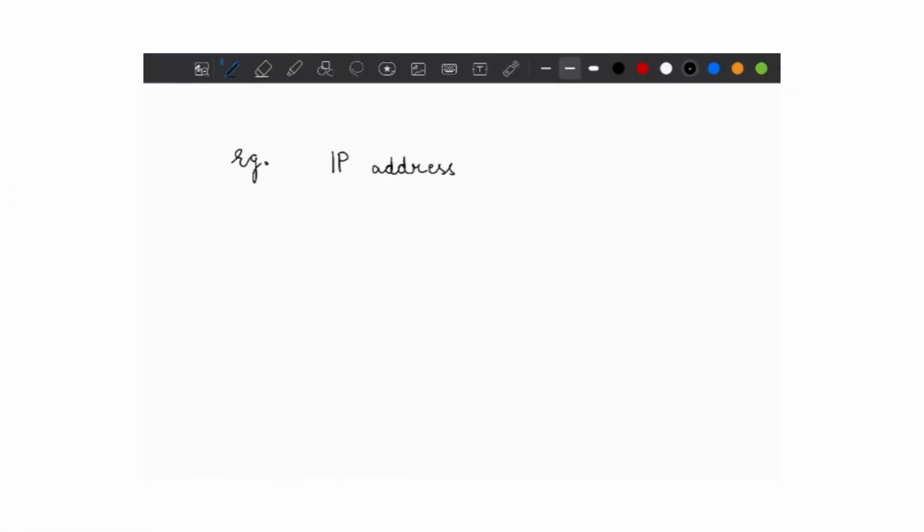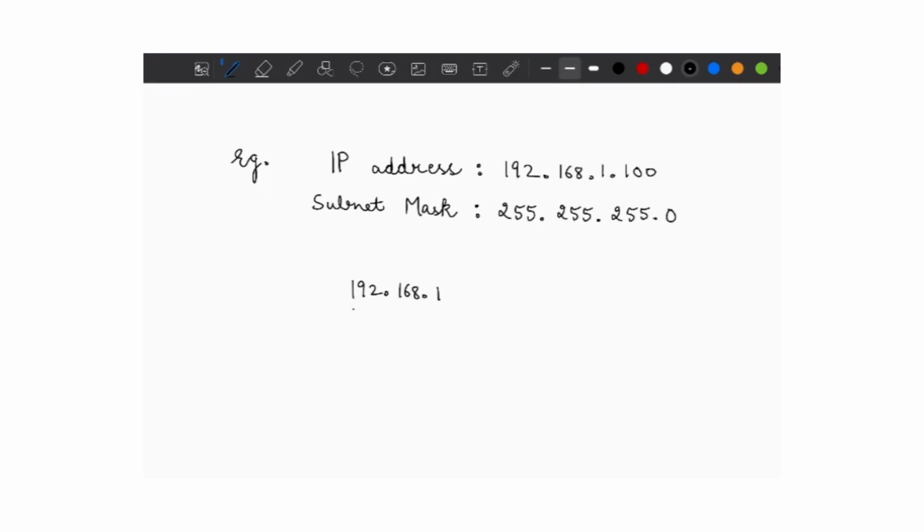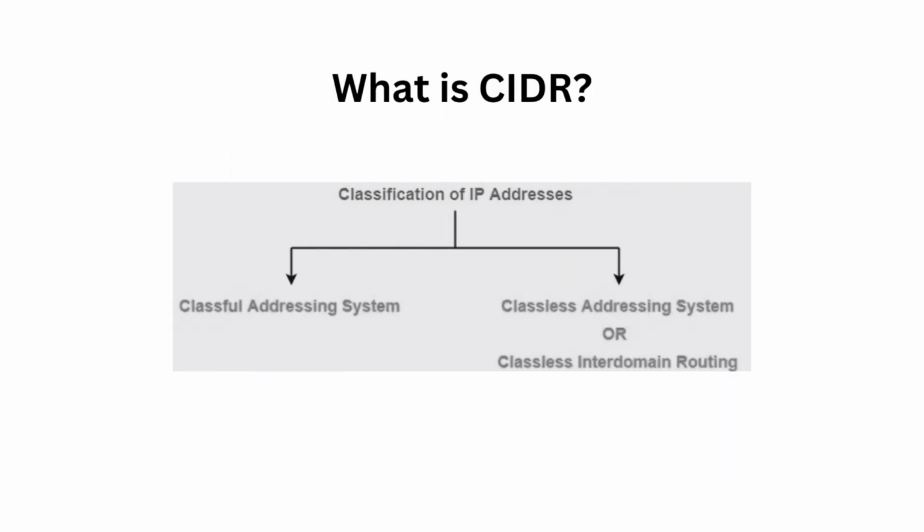Now let's try to understand the concept of subnet mask better with an example. In this example, the IP address is 192.168.1.00 and the subnet mask is 255.255.255.0. And from here, what we can analyze is that all the networks which have the first three octets 192.168.1 will be on the same network.